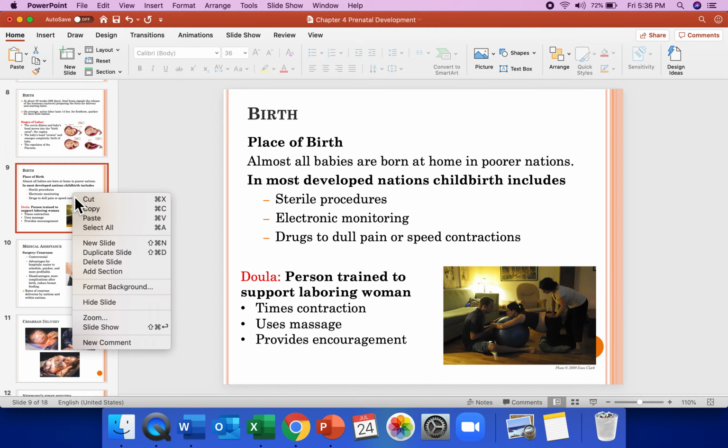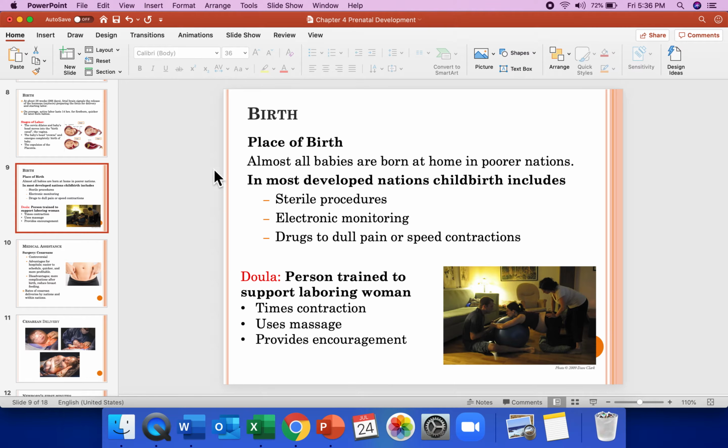All right. Birth. Birth takes place in different places throughout the world. All babies are born at home in poorer nations. However, in developed nations like the United States, we choose different places. We have the option of going into a hospital. We can go to a birthing center. We can choose to do it at home. Even when we do it at home, we might choose to do it in a bedroom. We might do water delivery. There are so many options out there.